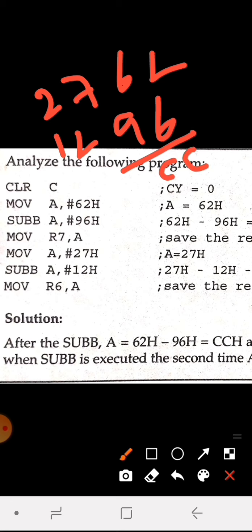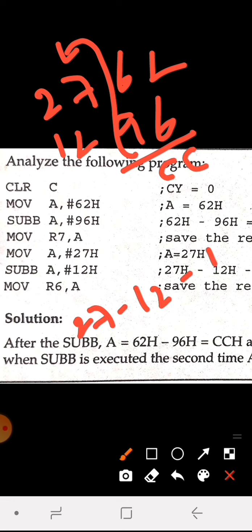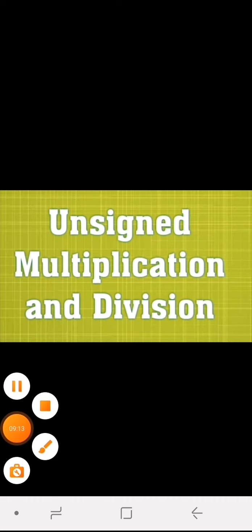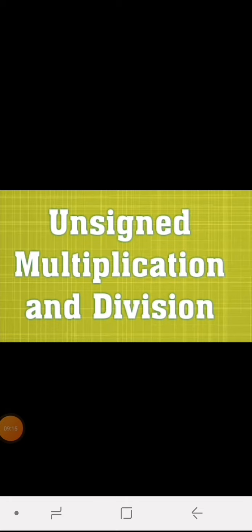You will have the carry 1. So next you have to perform 27 minus 12 minus 1. After this you will get the answer as 14H. So the final answer will be 14CC. That was about subtraction, SUBB with CY equal to 0 and with CY equal to 1. Next we will move on to unsigned multiplication and division.